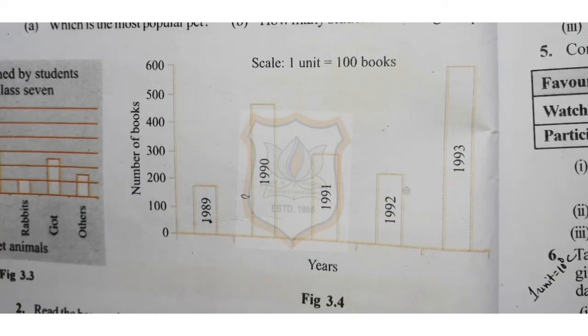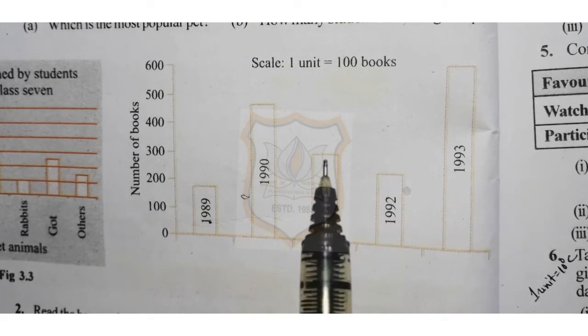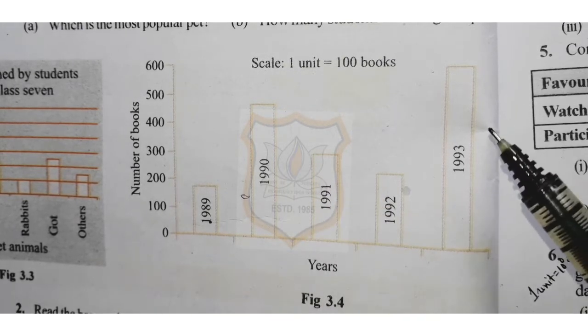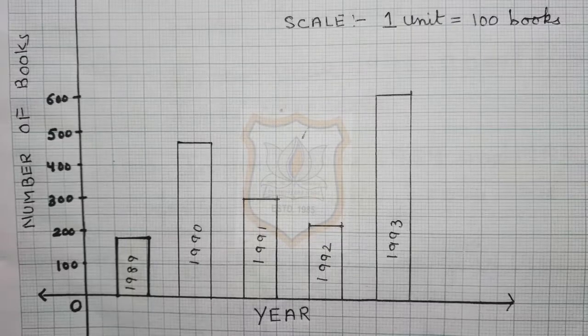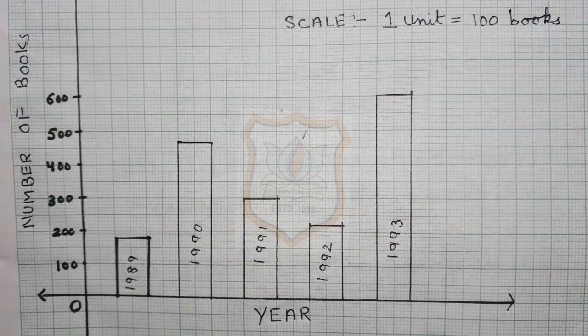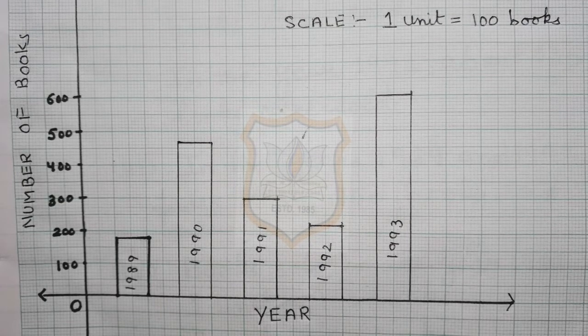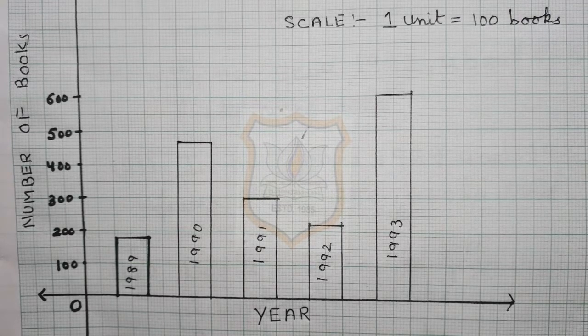Students, look at this figure 3.4 very carefully. This is the figure of question number 2. In the first part of question number 2, it is asked how many books were sold in 1989, 1990 and 1992. Now, students, I have drawn this graph on a graph paper to make it more clear to you. Now students, this is the graph of figure 3.4. So about how many books were sold in 1989, that we will see.